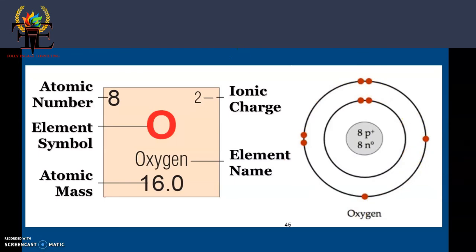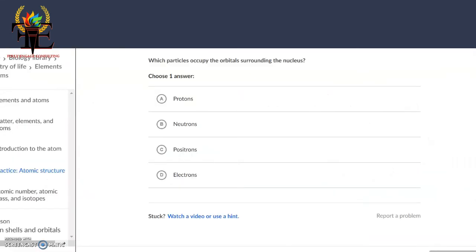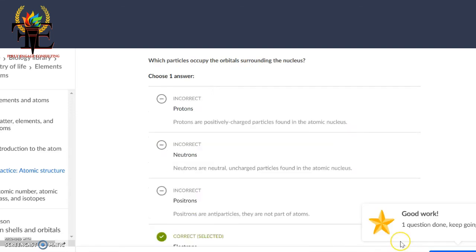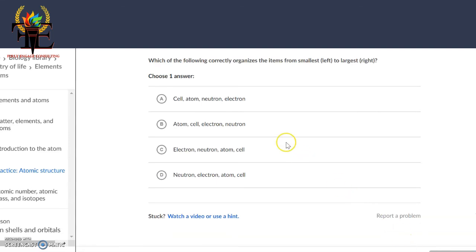So as a quick check, I will give them an assessment just to check their understanding. They would have to go through these 4 quick questions. Which particles occupy their space surrounding the nucleus? They should be able to tell me what that answer is, and they'll just go through and answer all of these questions. Of course, each one will give them the answer and the explanation.